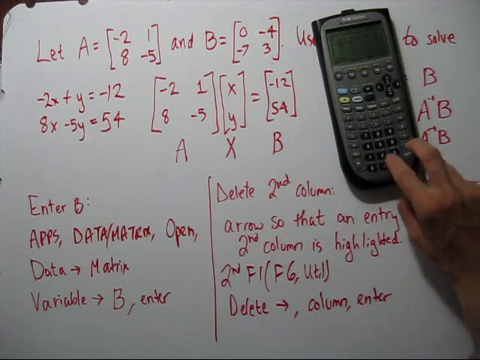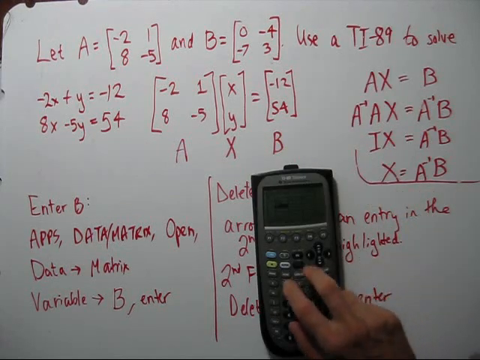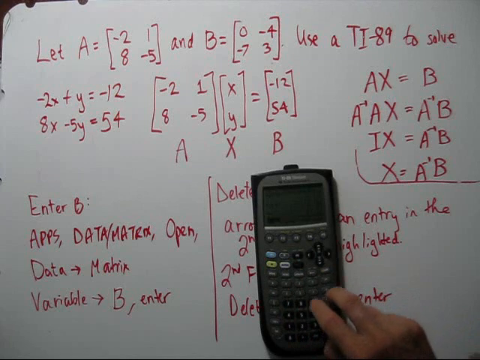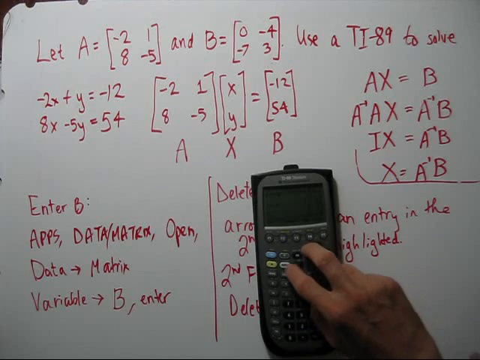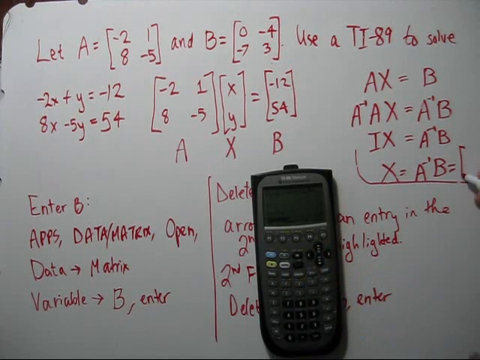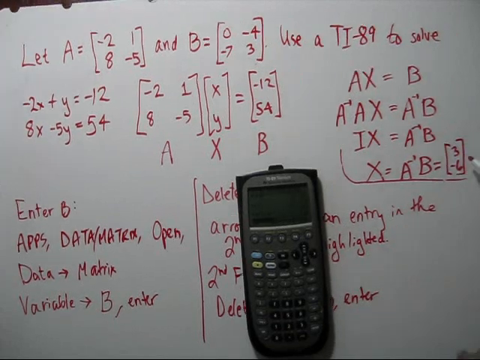So now let's go to our home screen, type A, caret, parenthesis, -1, right parenthesis, then the times, and then your B, and we get 3, -6. So that means x equals 3 and y equals -6.